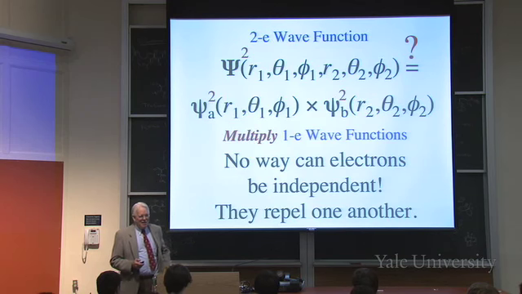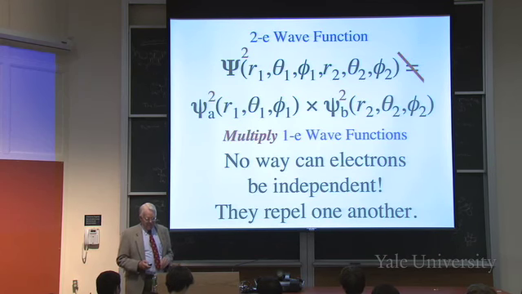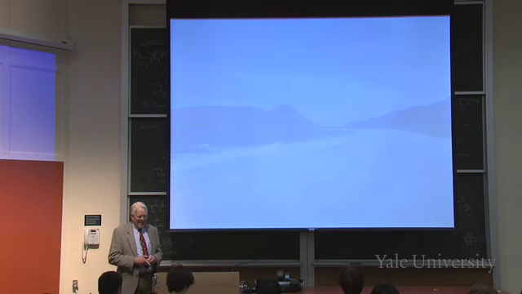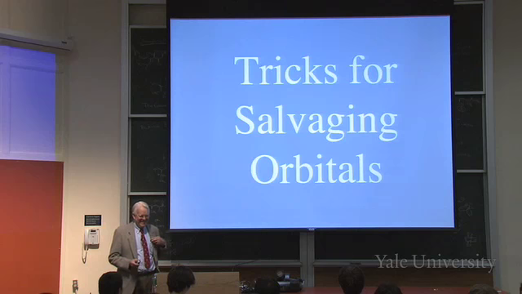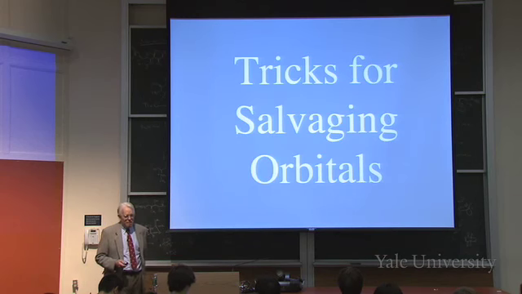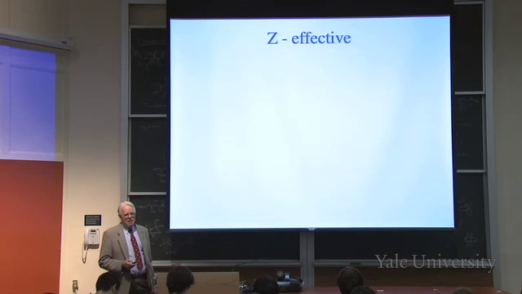But we ended the last quarter of the semester on a downer. The idea that there's no way electrons can be independent, they repel one another, so orbitals are fundamentally wrong. Okay, so forget that. And here's our paradise. It's gone. Okay. But are there tricks that would allow us to salvage orbitals, to use them even though we know they're wrong? Okay, well, the simple-minded trick is Z effective.